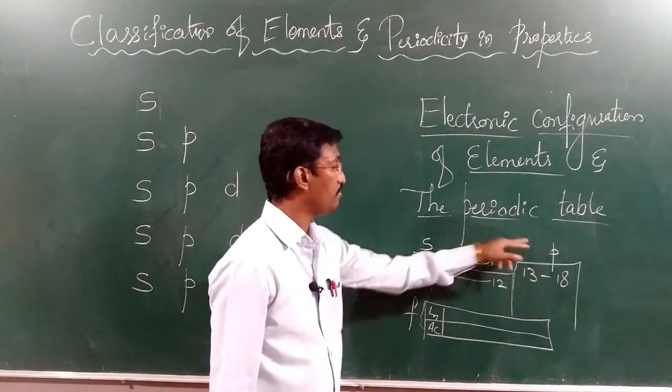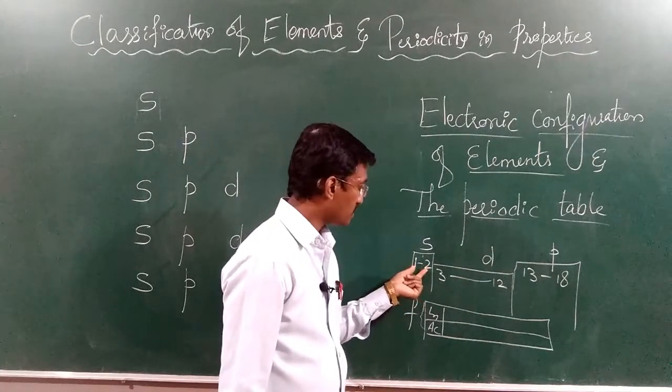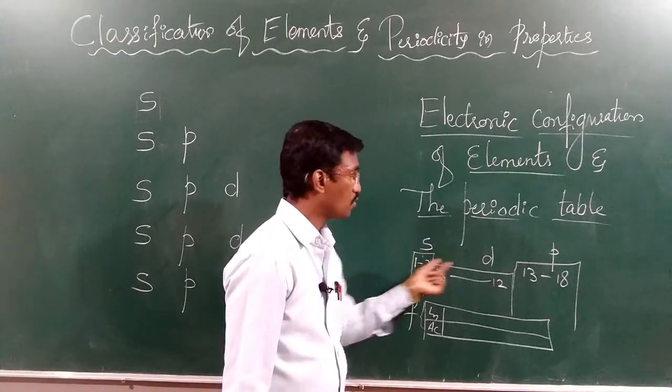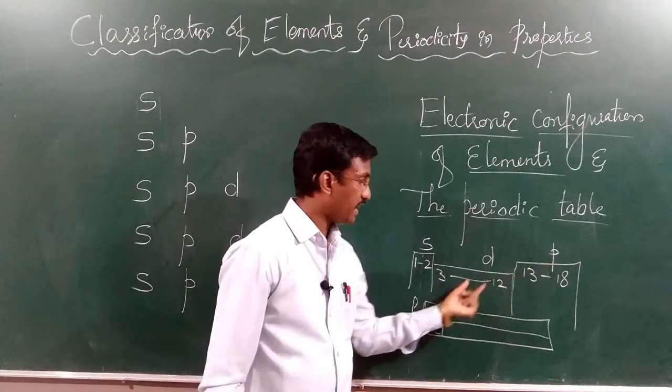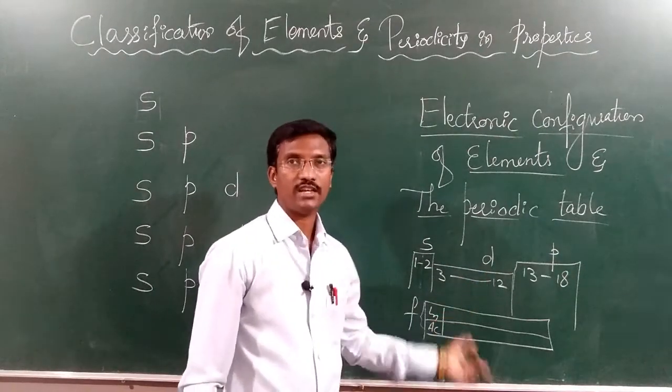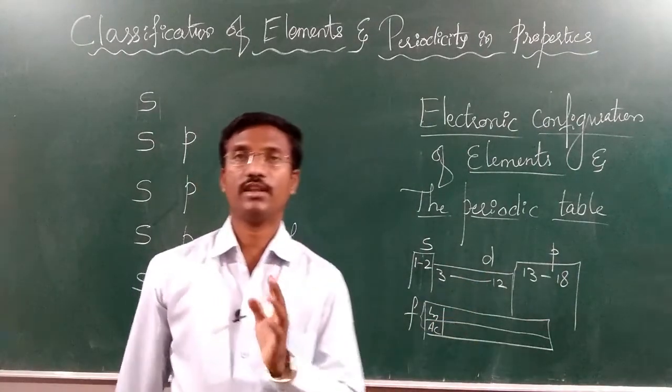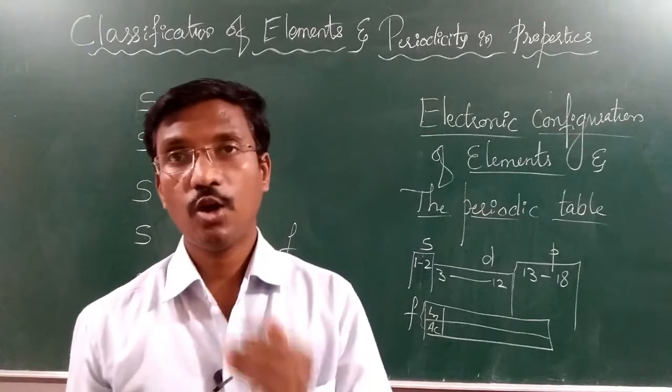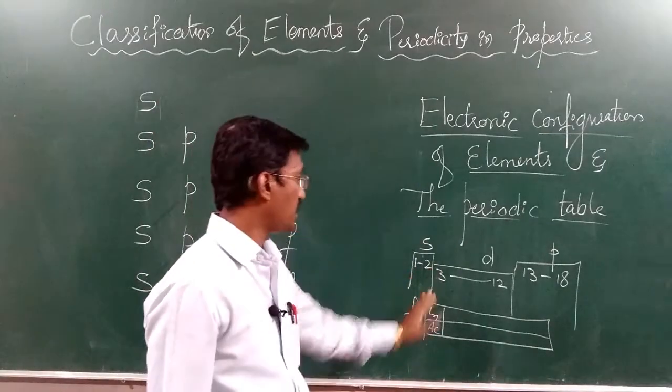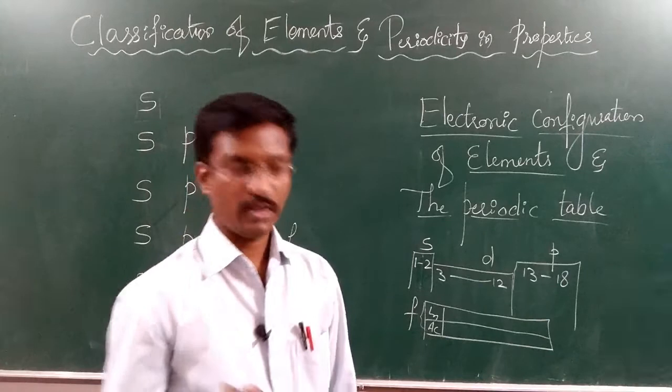Don't say S, D, E, F, because after the S element we go to the P block, then again to D, and later the F block. Because of that, we call it S, P, D, F. Why do we call it only S, P, D, F? You will come to know in the next part.